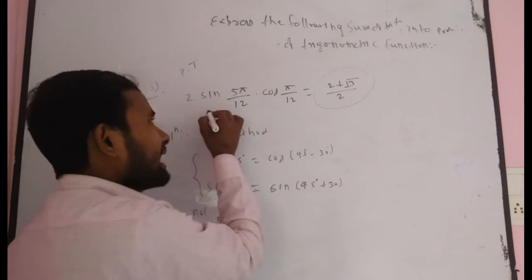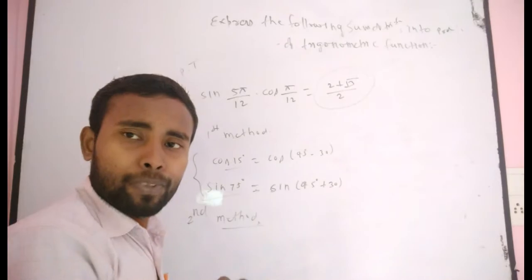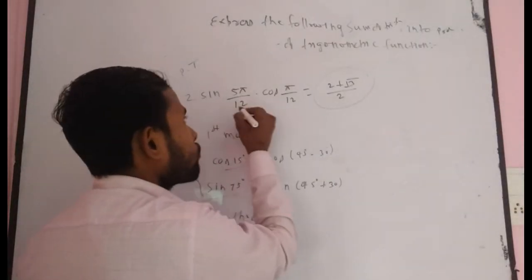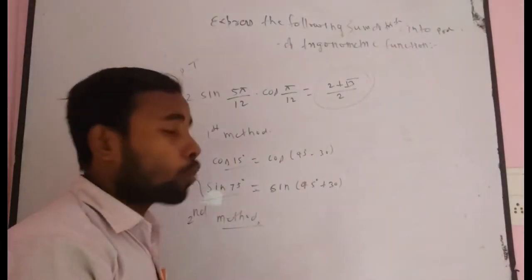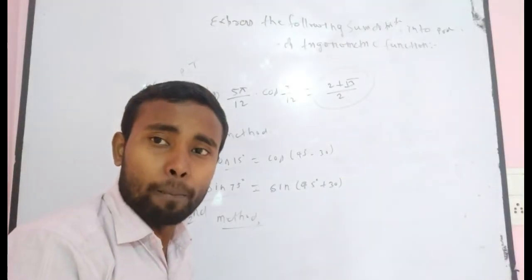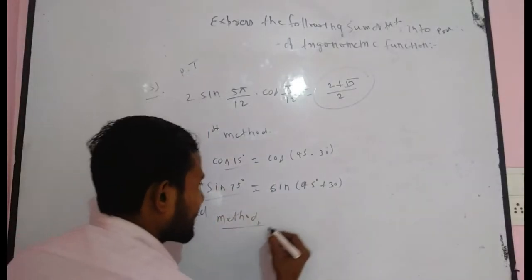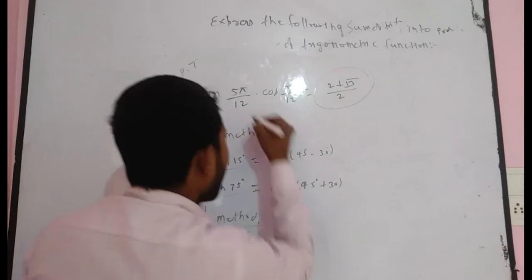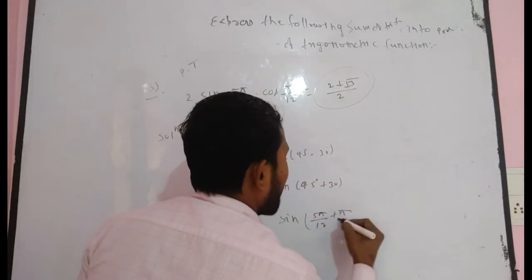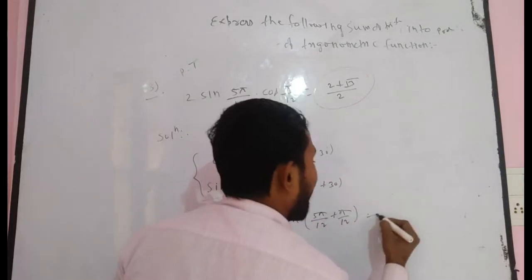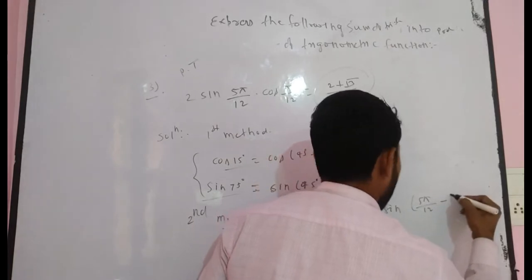As you know that it is in terms of 2 sin A into cos B. As you know, 2 sin A into cos B is equal to sin(A plus B) plus sin(A minus B). In that case, can you write it: sin of 5 pi by 12 plus pi by 12 plus sin of 5 pi by 12 minus pi by 12.